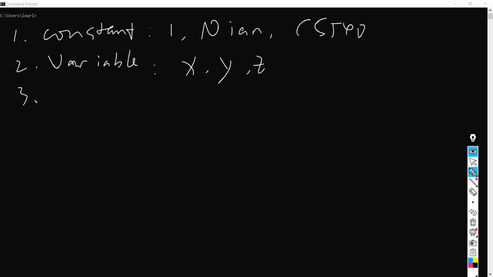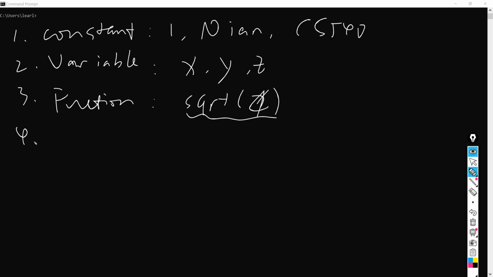The third thing is function. I believe in the last tutorial we introduced what functions are. Functions can be something like square root with some value inside. You can either put x or not, but here I just put 4. So here the term is just a function, and of course it can have multiple inputs.